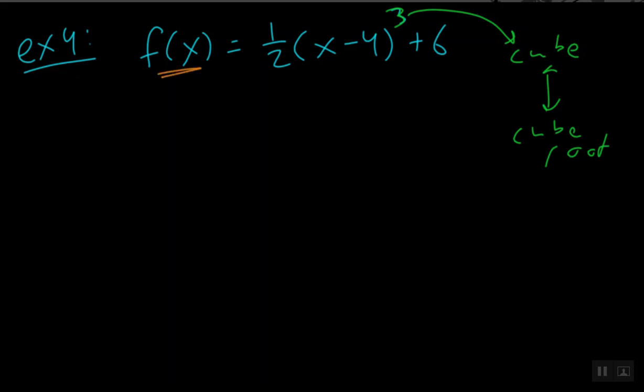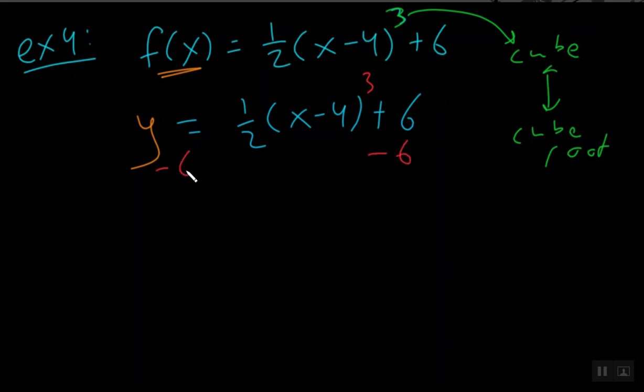We know we want to change our f of x into y. We can say y is equal to 1 over 2 (x minus 4) plus 6. At this point, we want to start getting that cube by itself. So we can subtract 6, and wait a second. Guys, look at this. Look at me make these silly mistakes.